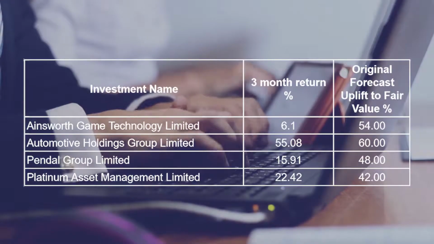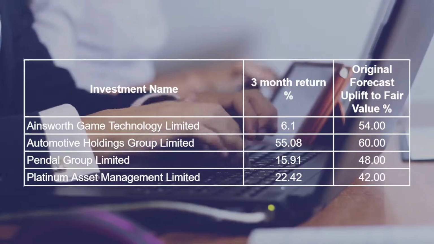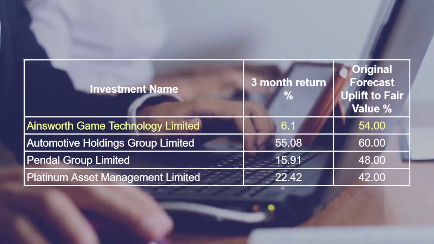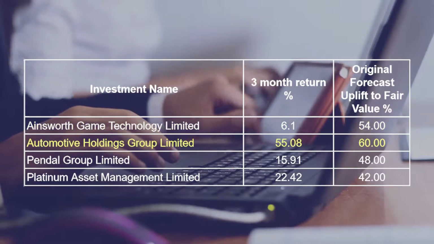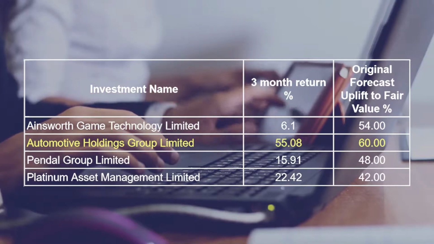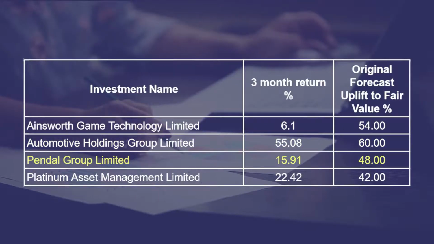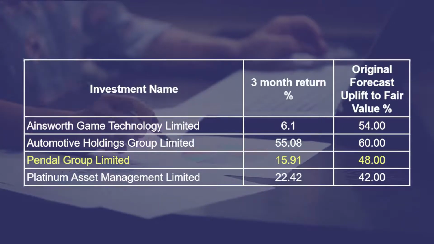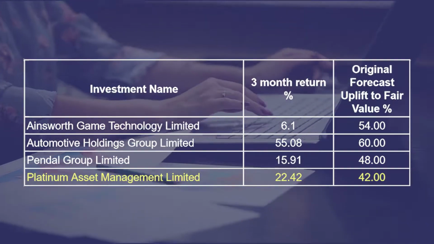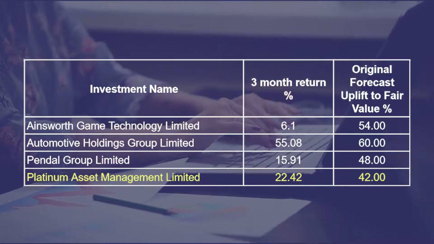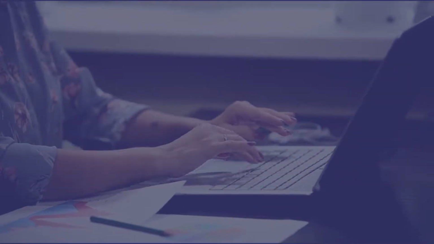Now, let's take a look at what happens after 3 months. So now let's look at a 3-month view on this portfolio. After 3 months, this is where the stocks stand. Ainsworth actually increased in value over the 3 months by 6.1%. Automotive Holdings Group actually increased by 55%. Pendal Group increased in value by 15.91%, and Platinum Asset Management increased in value by 22.42%. So across the board, we've got a client who's reasonably happy with the investment decisions that we've made.